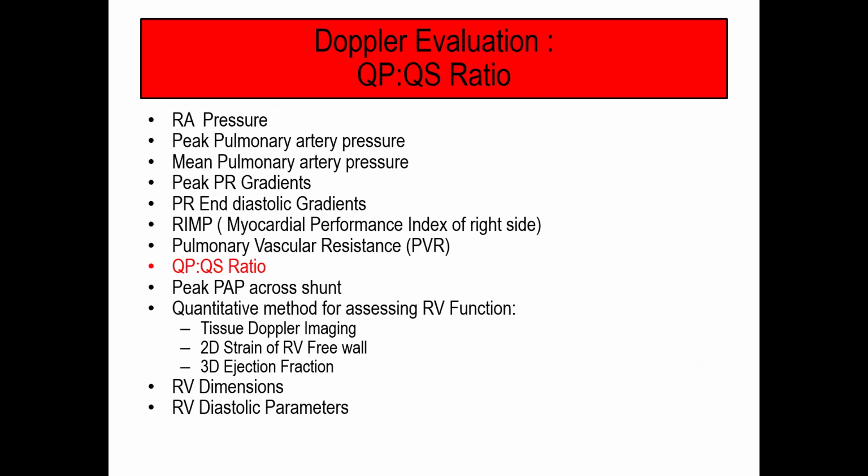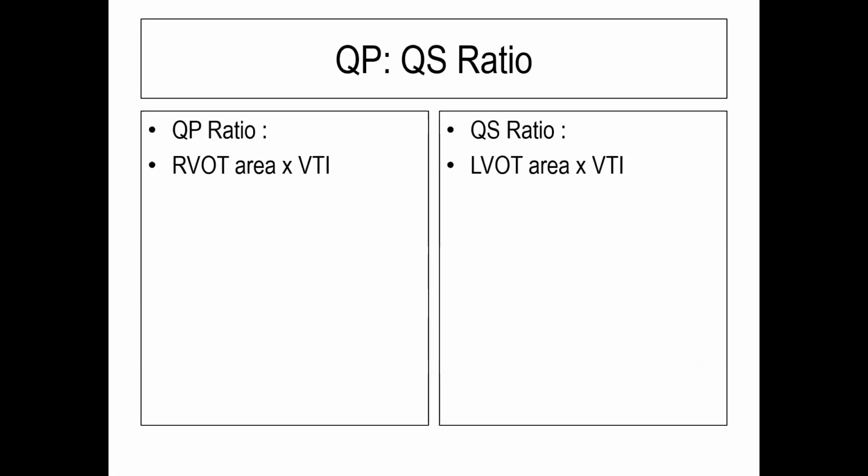Next important thing is, what do we look at? The QP:QS ratio. And I'm sure I don't have to tell you how to look for a QP:QS ratio, because we have taught this number of times. What is QS ratio? What does it mean? We are looking at the stroke volume at LVOT. And how do we get the stroke volume at LVOT? We get the stroke volume by LVOT area into LVOT VTI. Is that correct? Or something wrong with it?